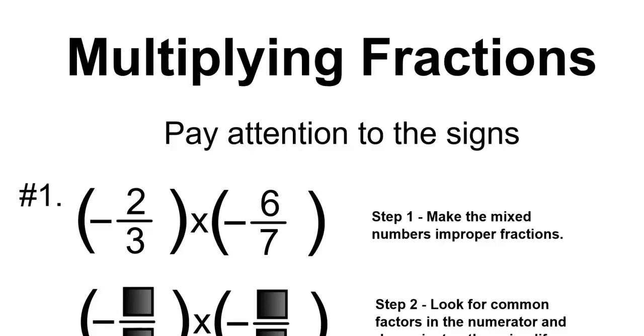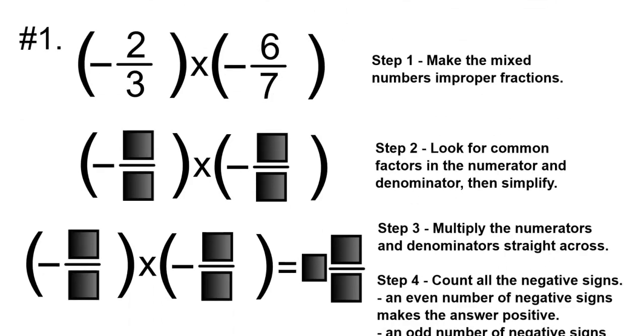Multiplying fractions. Pay attention to the signs. Number 1. Negative 2 over 3 times negative 6 over 7. Step 1. Make the mixed numbers improper fractions. Neither of these are mixed numbers, so we'll move on to step 2.